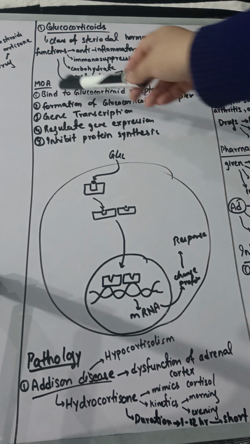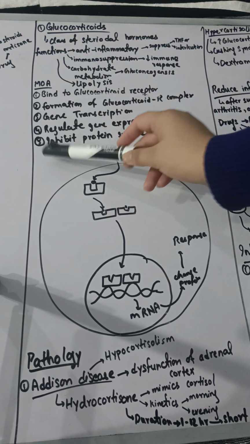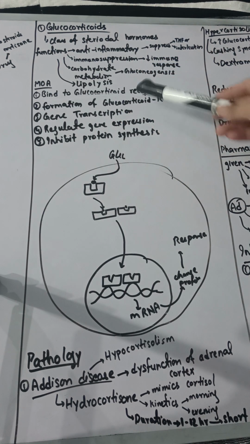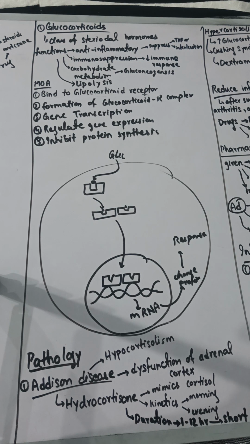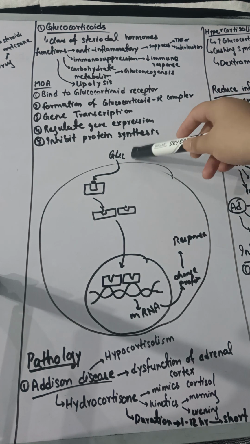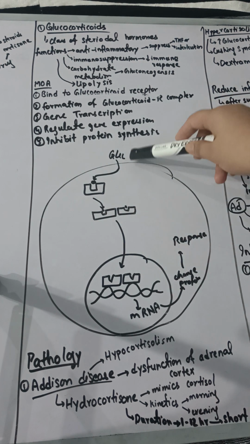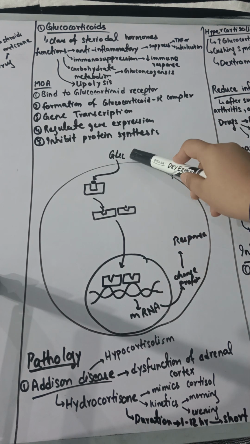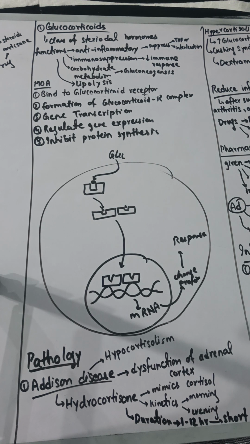So let's discuss the mechanism of their action. Five steps occur in their mechanism of action. First, they bind with the glucocorticoid receptor. Every cell in your body contains glucocorticoid receptors. Let's suppose this is a cell, and this is your glucocorticoid hormone. It will enter your cell. As it is steroidal in nature, it is lipid in nature, so it has no difficulty passing through a membrane. It will easily cross the lipid bilayer.